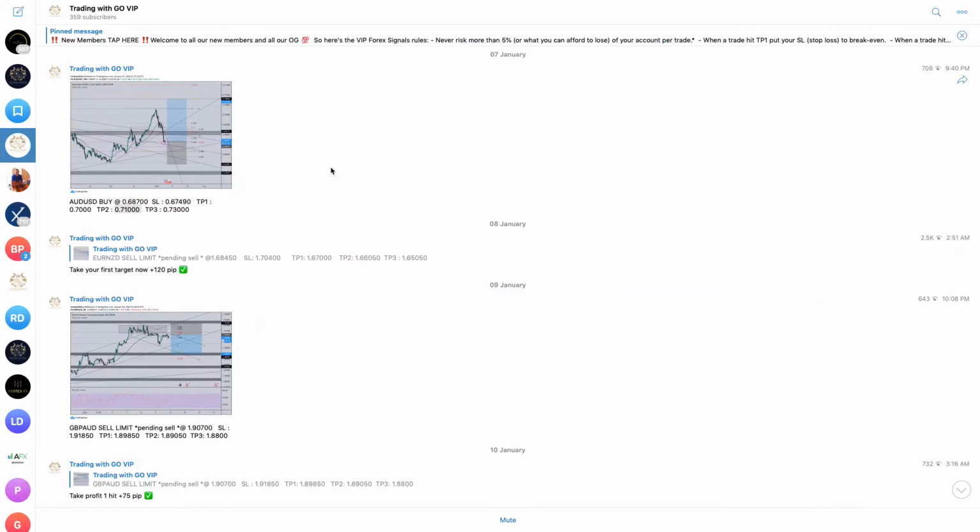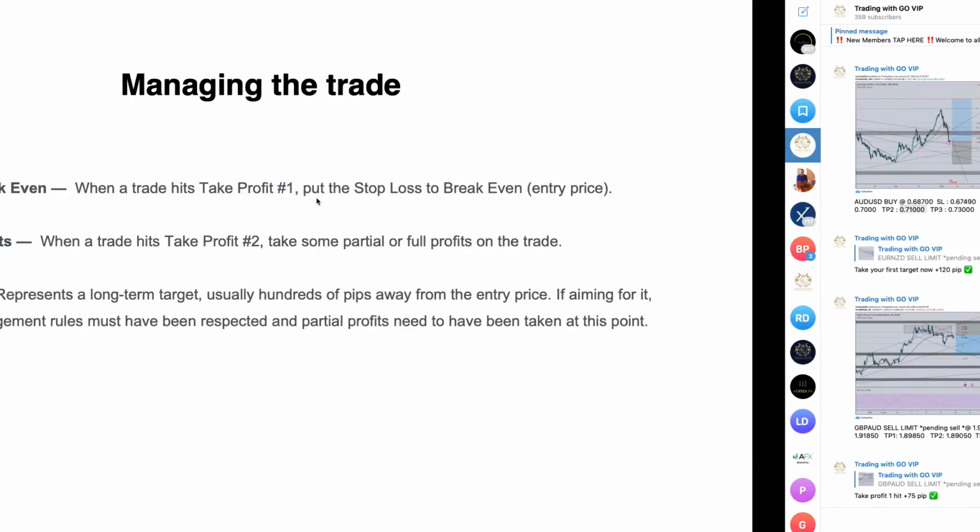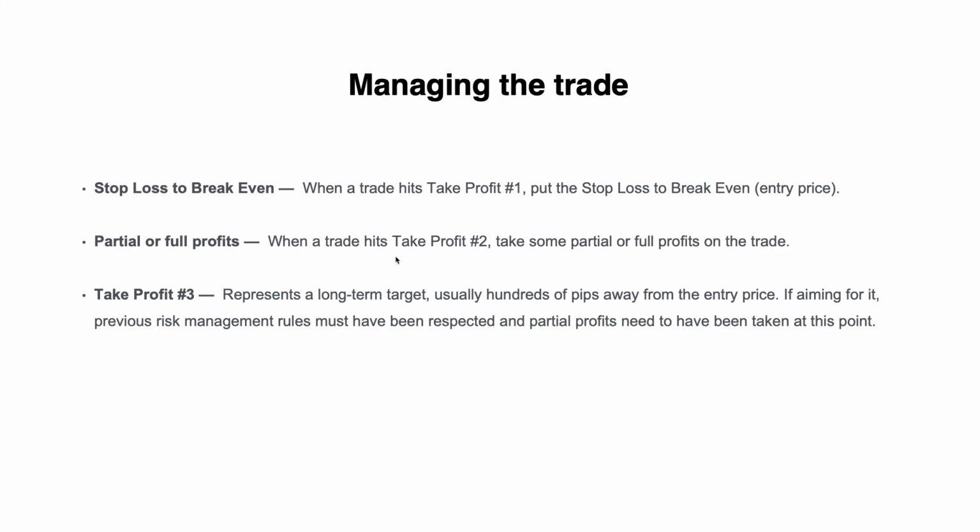Usually right here you have the entry price at 0.6870, and the take profit number 3 is at 0.73. So it's like 400 pips, even more away. So many pips away, hundreds of pips away. So that's why the take profit number 3 is a longer term.